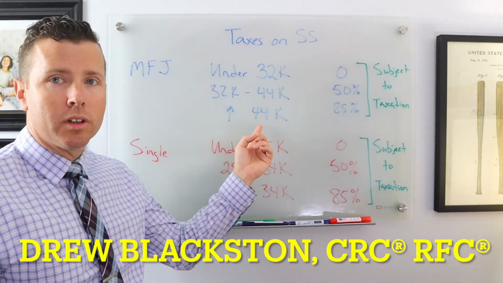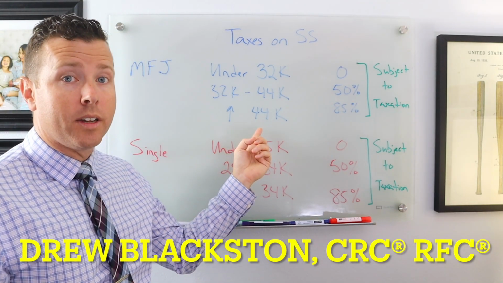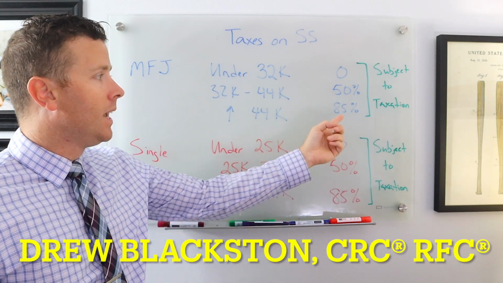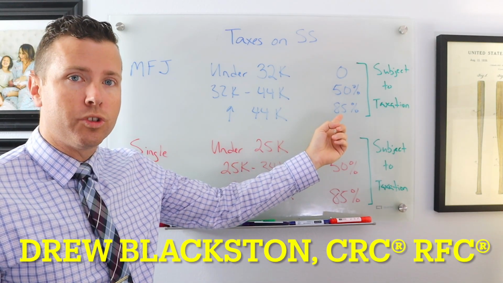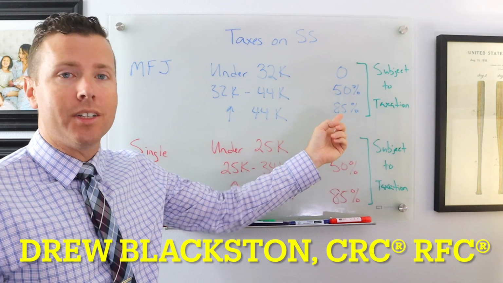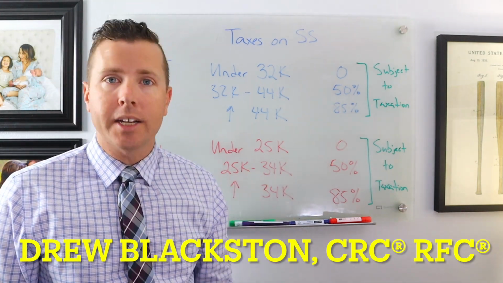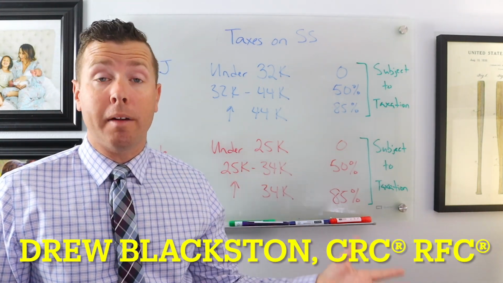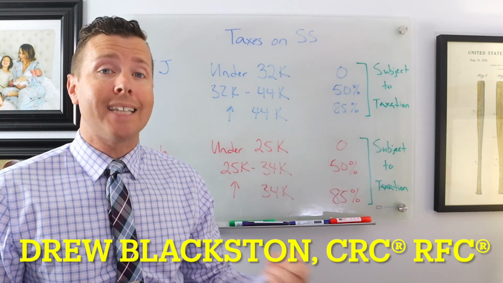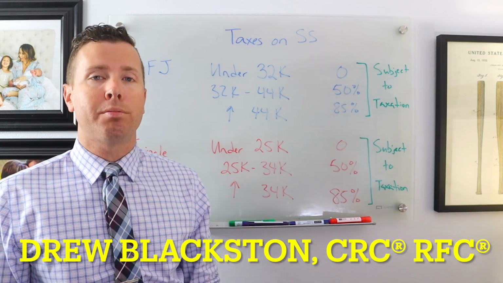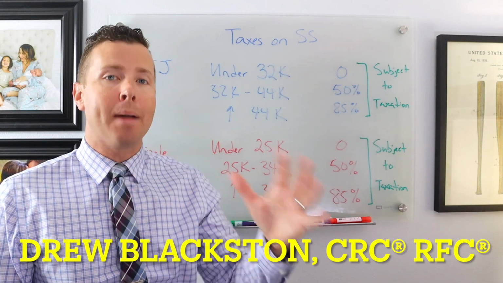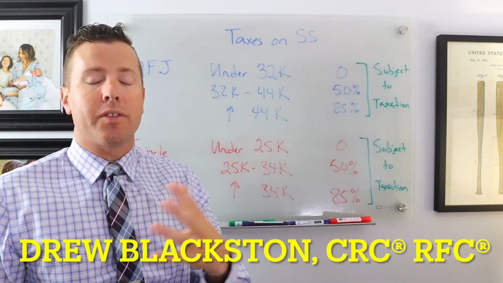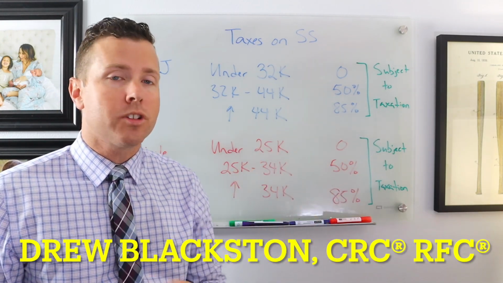Now, if your provisional income is over $44,000 and you're married filing jointly, 85% of your Social Security benefit is subject to taxation. That's why you see all the advertisements or news articles that say, hey, 85% of your Social Security could be taxed. It's not 85% of the entire amount is going to be taxed. Like, if you have $1,000, they're going to take $850. No, no.